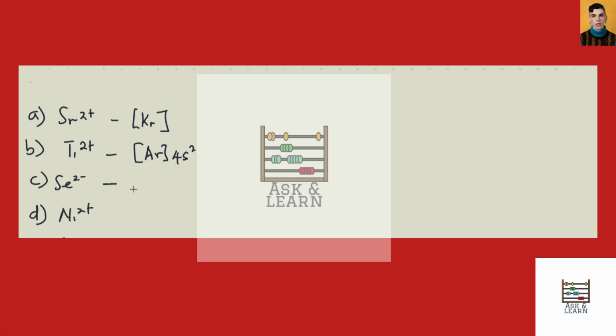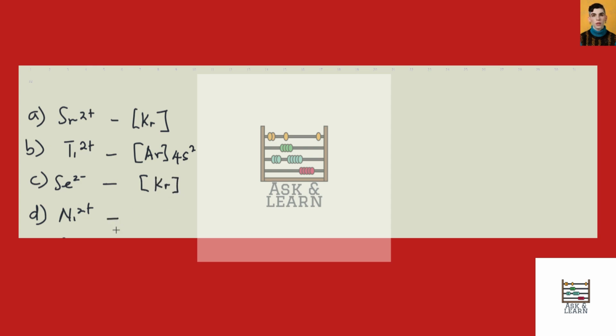Then the next element is selenium 2-. So selenium is the 34th element on the periodic table. And if it gains 2 electrons to form Se2-, then it's going to have 36 electrons, like the 36th element on the periodic table. And that's going to be the one that has the krypton configuration.